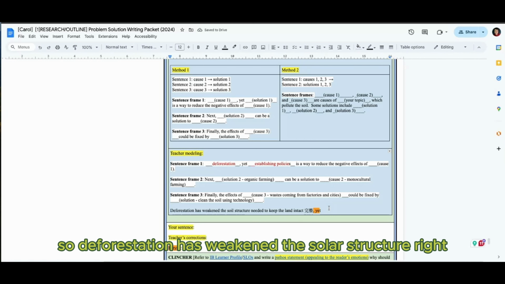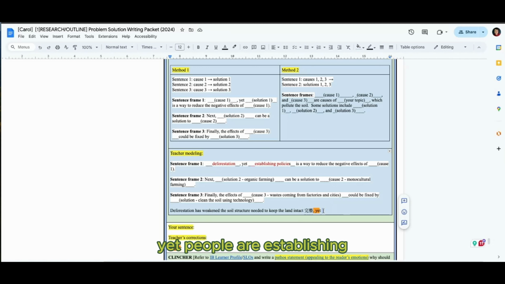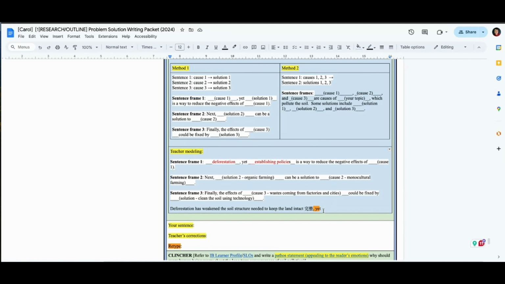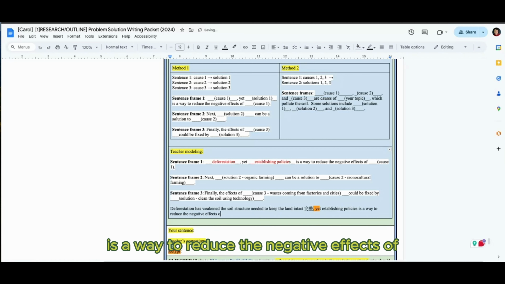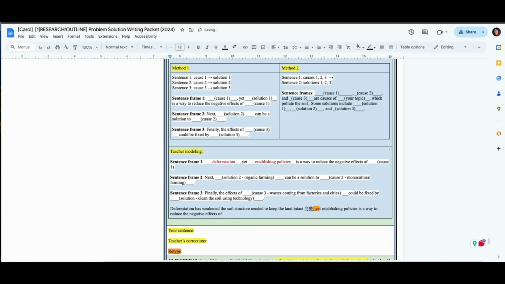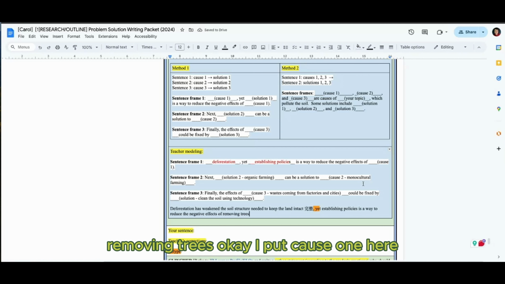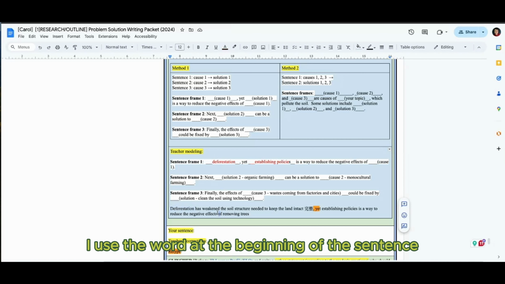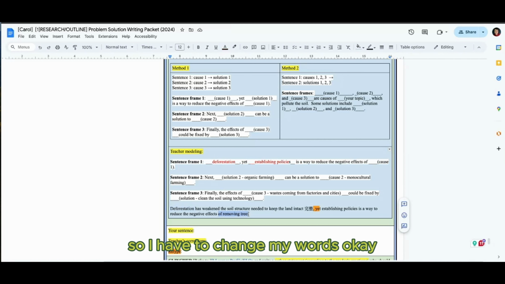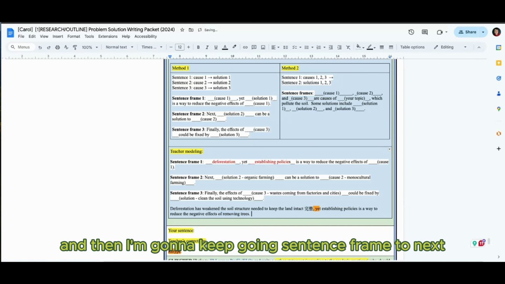So deforestation has weakened the soil structure, right? Yet people are establishing policies as a way to reduce the negative effects of removing trees. Okay, I put cause one here, but I don't want to use deforestation again because I have it. I use the word at the beginning of the sentence, so I have to change my words. Okay, and then I'm gonna keep going.